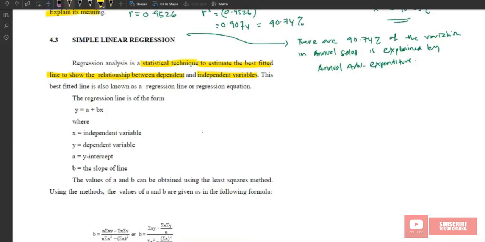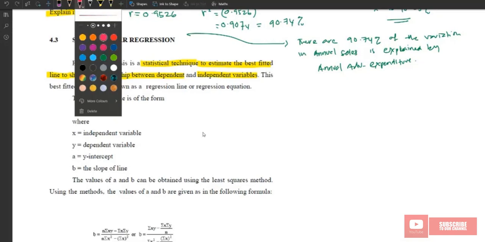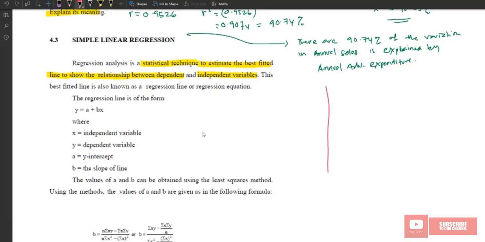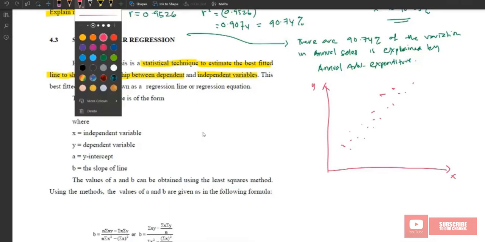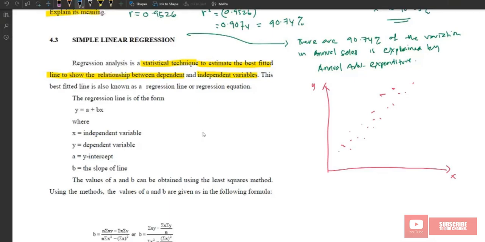So the best fit line means, once you construct a scatter diagram, right? A scatter diagram, we have x-axis and y-axis. This is y. X, let's say the data looks like this. So we want to estimate the best fitted line. The best fitted line should be, let's say, like this, either this one or this one or this one. So we want to estimate which line fits the data, right?